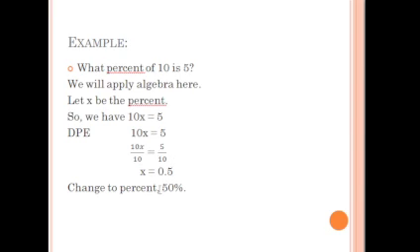And we will change this decimal to percent. We will do the reverse. We need to move the decimal point 2 places to the right now. So 1, 2, that is 50%. Therefore, 5 is 50% of 10.